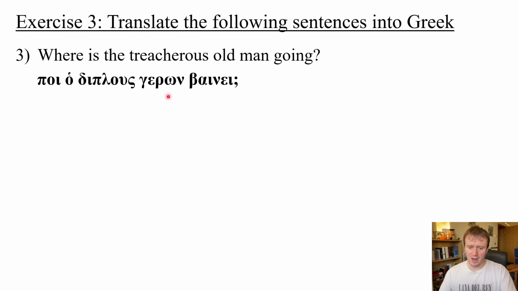Geron is a 3A noun meaning old man, and you can apply the adjective treacherous to it by sandwiching it in between the definite article and the noun, or you could have deployed it using the repeated article construction if you wanted to. You could have said ho geron ho diplus, like that. And then the verb you need is baine, although you could have used an alternative. You could have said kore or badizde. There are quite a few verbs to go in ancient Greek.